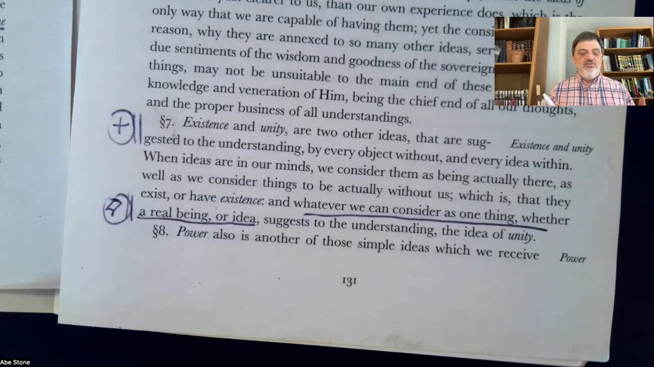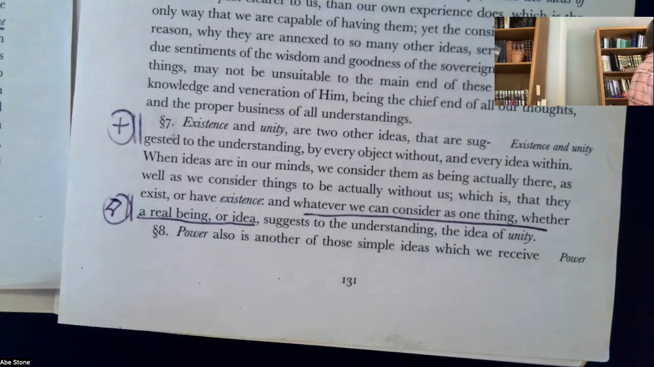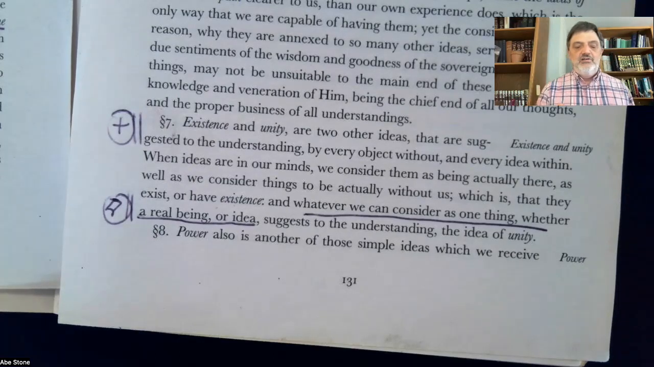So internal or external actual existence means existence at a time. So the existing things are represented in relations of coexistence and succession to each other.